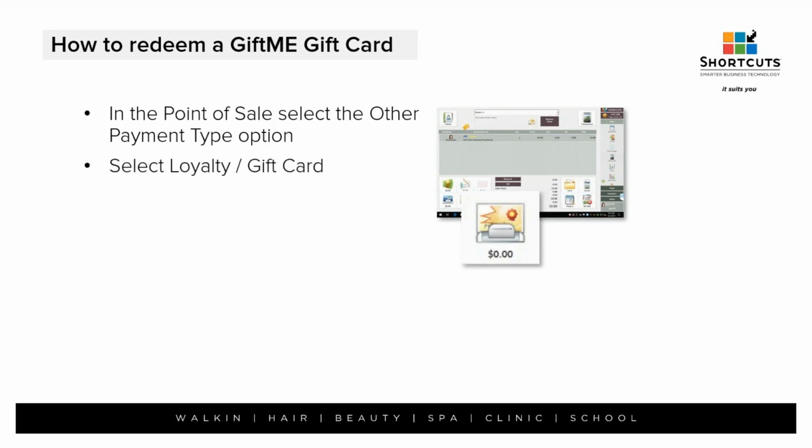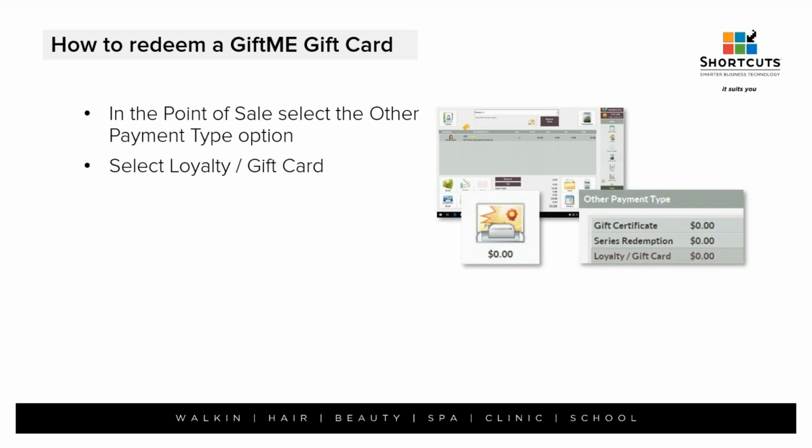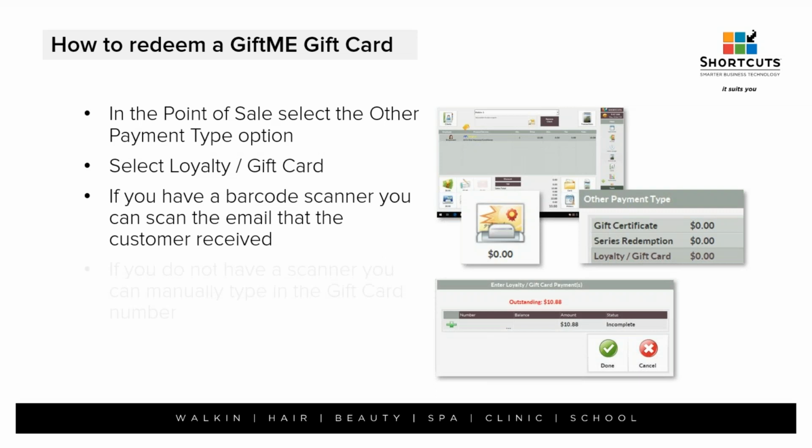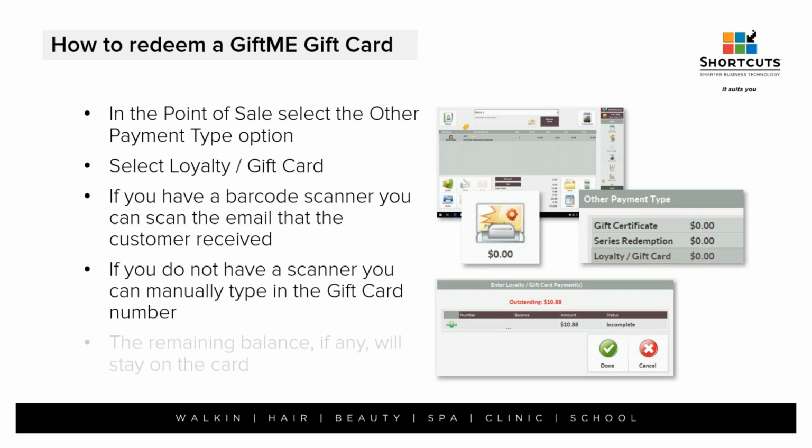In the point of sale, you're going to select the alternate payment type button and select loyalty/gift card. If you have a barcode scanner, this is where you can scan in their phone and Shortcuts will retrieve the balance on that gift card. Or if you don't have a barcode scanner, you can just type in the numbers that are in the email and Shortcuts will find the value on that gift card. Any remaining balance will, of course, stay on the card until it's been entirely used.